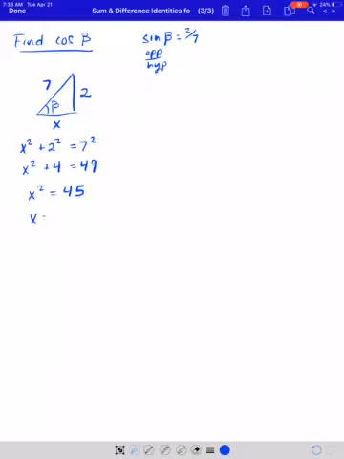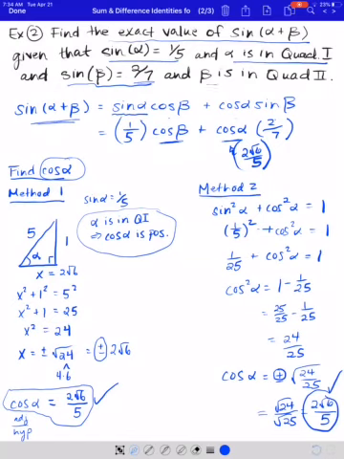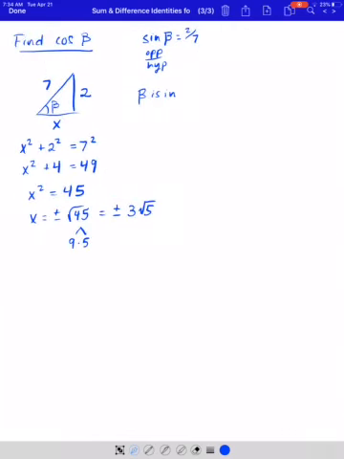If I take the square root of both sides, I'll get x equals plus or minus the square root of 45, which we can simplify. Notice there's a perfect square in here. 45 is the same as 9 times 5, 9 being our perfect square. So when we pull it out of the radical, we'll get 3 radical 5. But again, we have to decide whether to use the plus or the minus sign, and it all depends on what quadrant beta is in. We were told that beta is in quadrant 2.